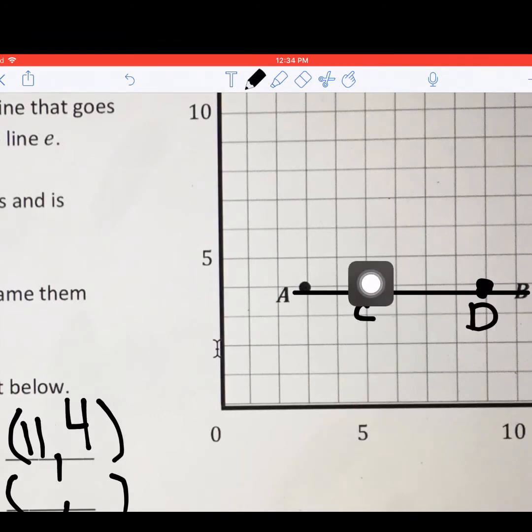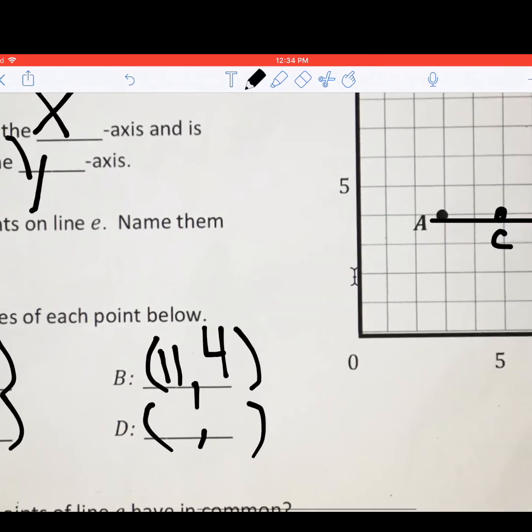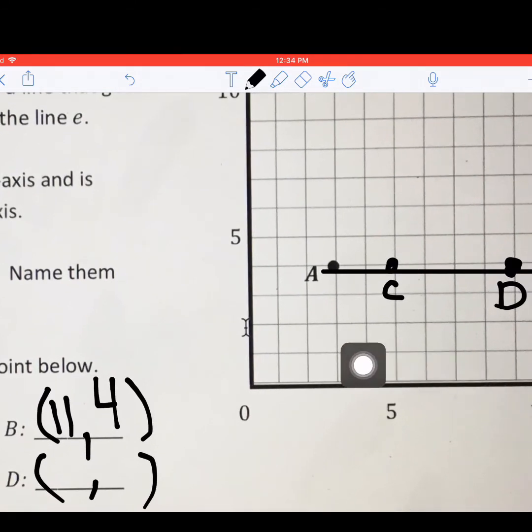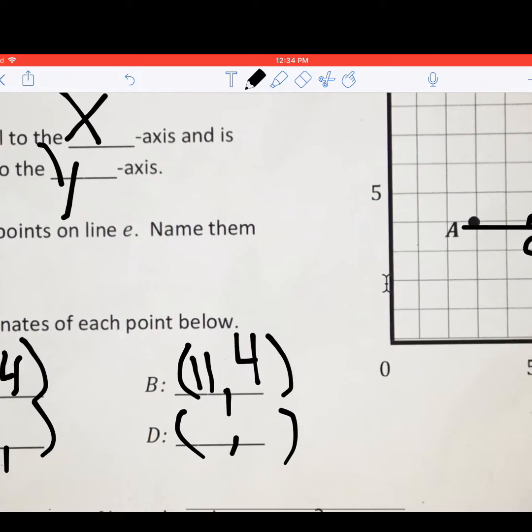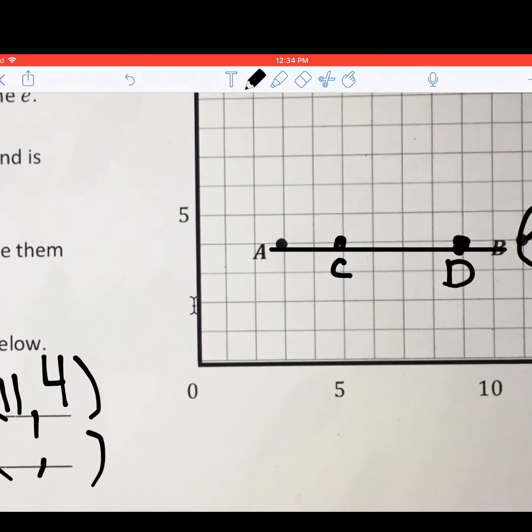For C, it's still 4 spaces up. And for some reason I wrote X there. It should definitely say 5. But it's 4 up and 5 to the right.